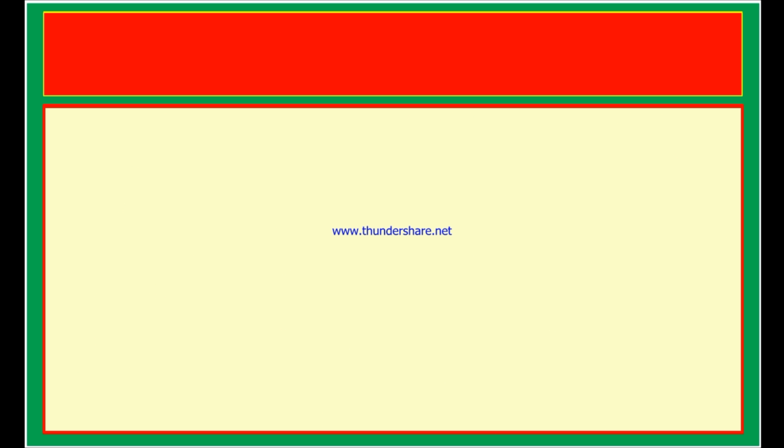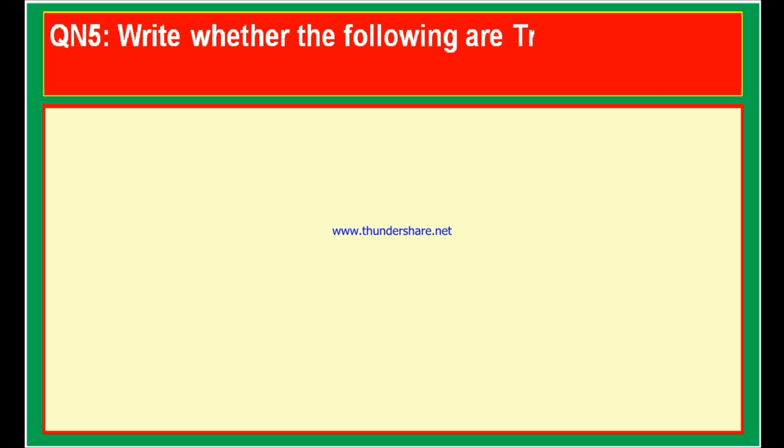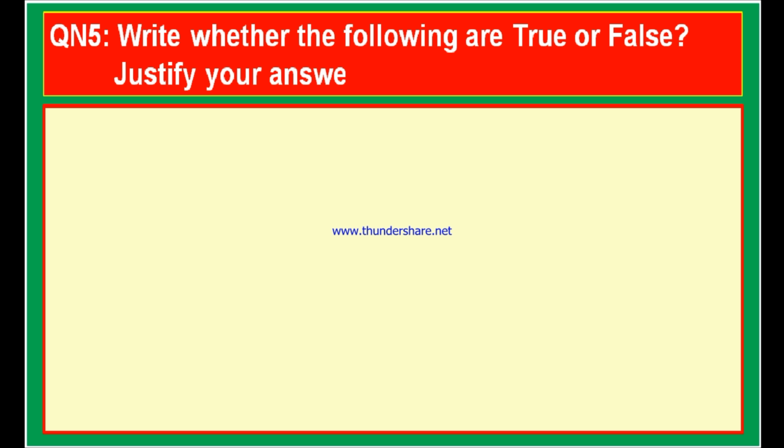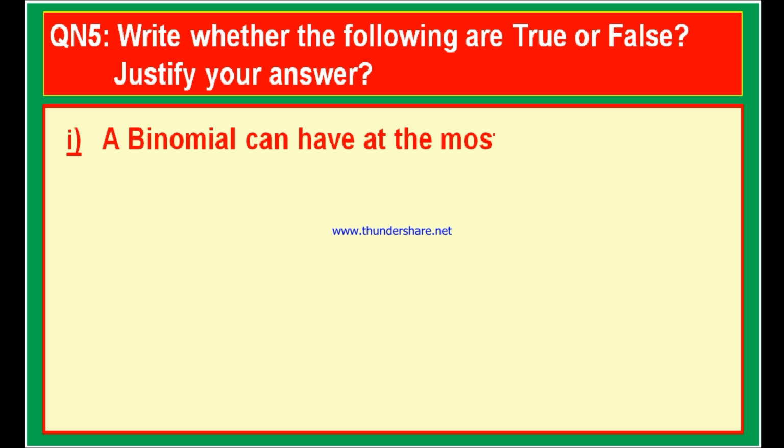Now let us see question number 5. Here, this is question number 5. Write whether the following are true or false and justify your answer. I shall repeat. Write whether the following are true or false and justify your answer. Here is the first bit of the fifth question. A binomial can have at the most two terms.